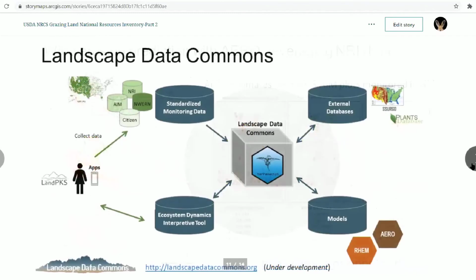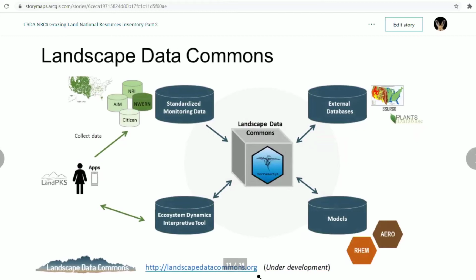The Jornada is also developing the Landscape Data Commons, and this data commons aggregates standardized monitoring data sets, such as the ones we've been talking about today, BLM AIM data and the NRI data, and also uses data from the USDA National Wind Erosion Network and the LTAR network, the Long-Term Agroecosystem Research Network. The data commons uses an R package called Pterodactyl to aggregate these data.